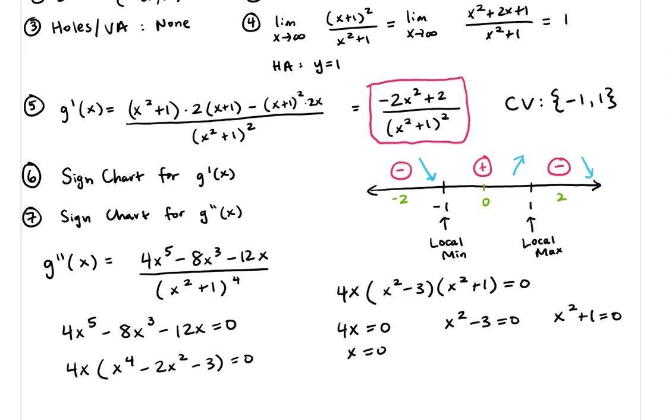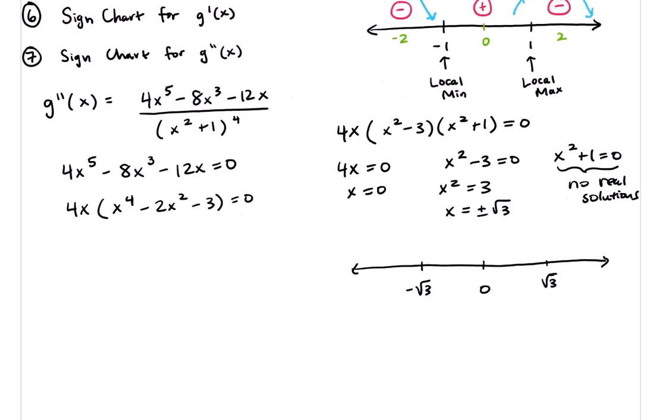And this one will give me x equals 0. This has no solutions, or at least no real solutions. And then here we have x squared is equal to 3, and we get x equals plus or minus the square root of 3. All right, and I'm just going to tell you for the second derivative, this interval is negative, this one is positive, this one is negative, and this one is positive.